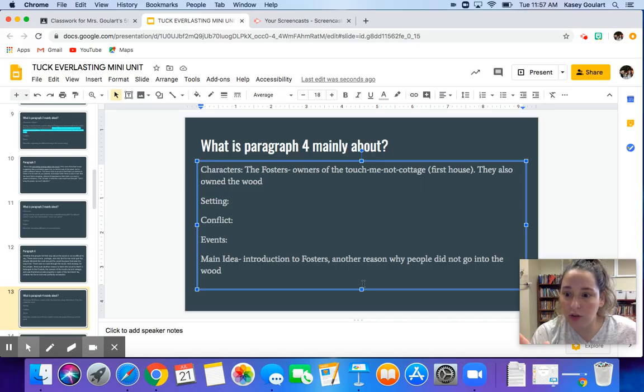Let's just check and review really quickly. If I were to ask you, what are the 2 reasons in chapter 1 that people did not go into the wood, what would you answer? Good. 1, paragraph 3 talks about that it was strange. That's the first reason. The woods were strange. And the woods were owned by the Fosters. Also, you could even argue that because the road didn't run through it, people didn't go through as well. Great job.